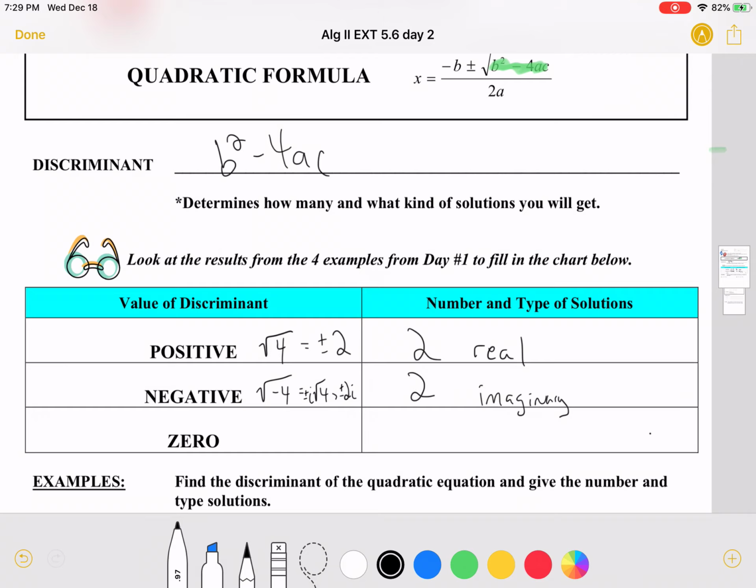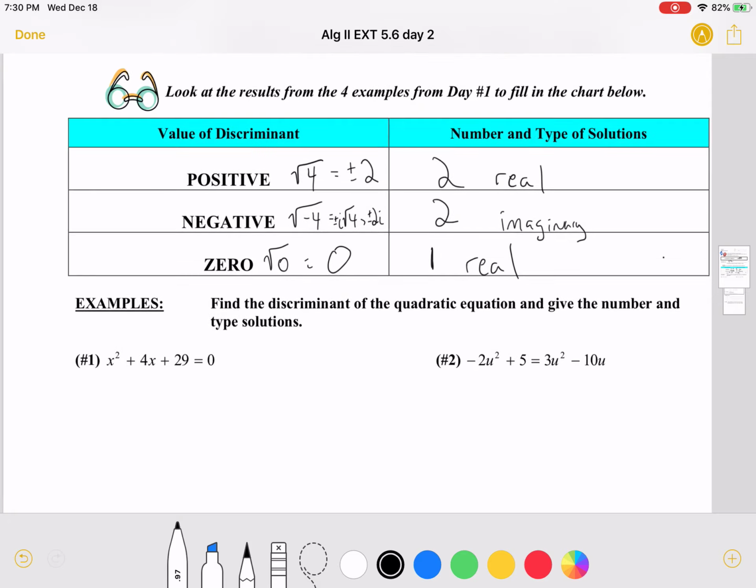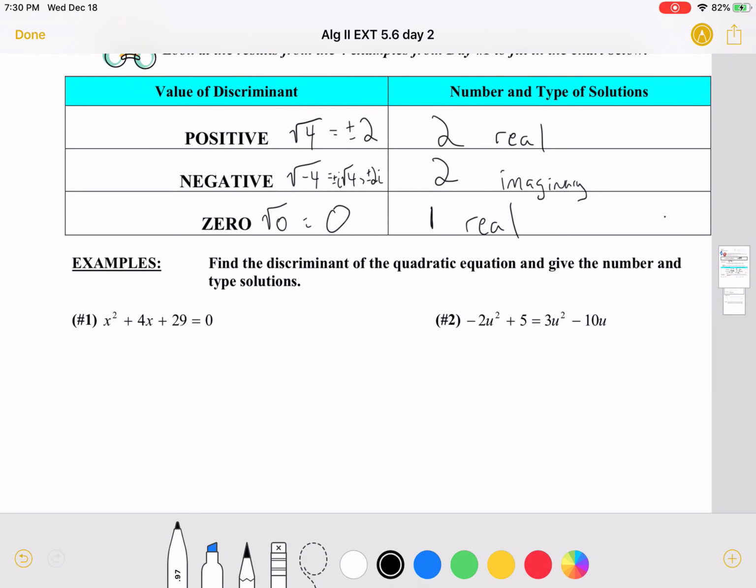And last but not least, it is possible, like yesterday in our notes, I believe, we got an example where the discriminant, number 3 on the notes yesterday, I believe it was 0. So if we have the square root of 0, well, the square root of 0 is 0. So that gives us one solution, and is 0 a real or imaginary number? Well, it's real. So if we look at just the discriminant, it can tell us if we have 2 real solutions, 2 imaginary solutions, or 1 real solution. And again, the discriminant is located underneath the square root, and it is b squared minus 4ac.